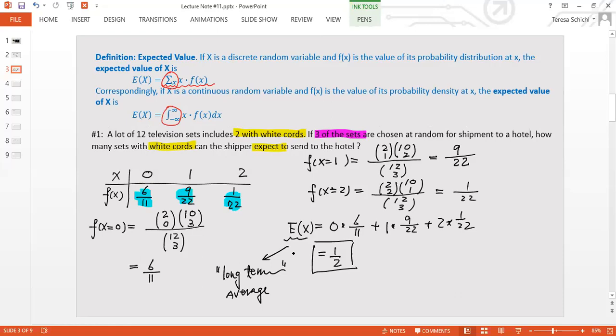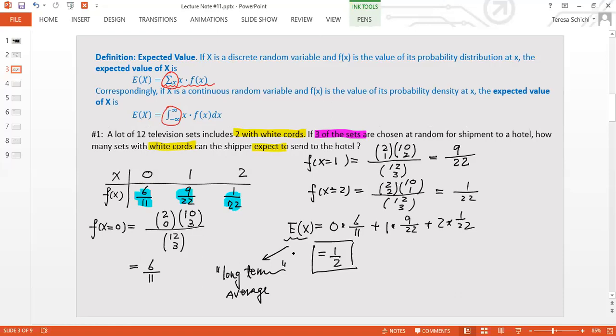Of course we cannot have half of a TV. So this is what we call the long-term average. That means if you do it again and again, then you average that. So in general, it's 1/2. That means probably the chance to get 2 white cords is small. So probably it's kind of like 0 and 1, running around between these 2 numbers every time you deliver to the hotel. Good?